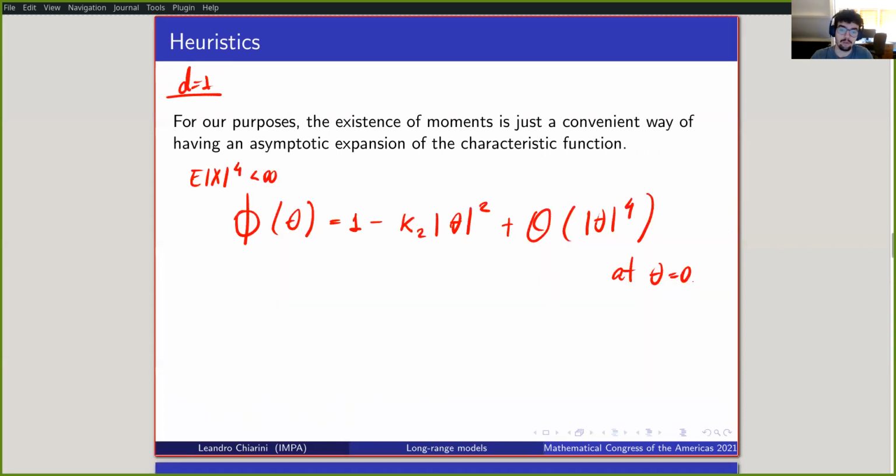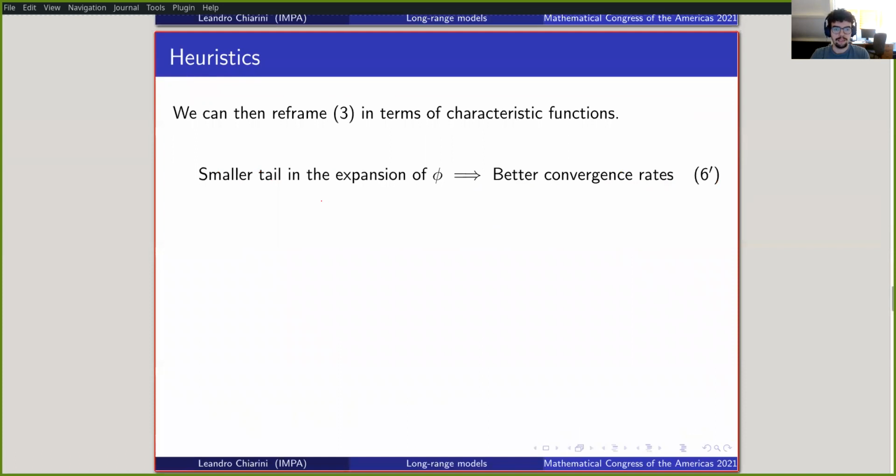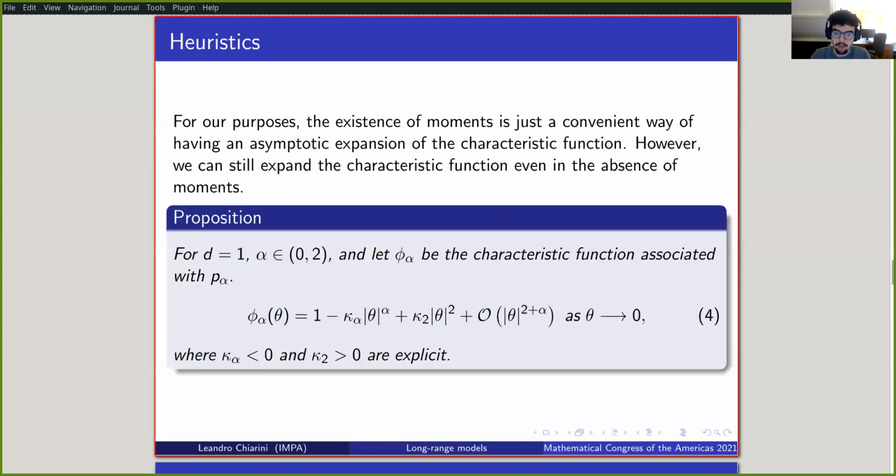And it's interesting to compare also to the case of alpha bigger than 2, so those in the domain of attraction of a normal distribution. The bigger the gap between this term here and whatever comes after that, so this error term, the smaller the error term is, the better the convergence rate is. So the smaller the tail is, the better the convergence rate is. And by tail, we mean anything that comes after the factor theta to the alpha. So in particular, it would be really nice if we could somehow get rid of this pesky theta squared term here. Because by getting rid of this, the convergence rates are much better, and we can explicitly estimate all of this.